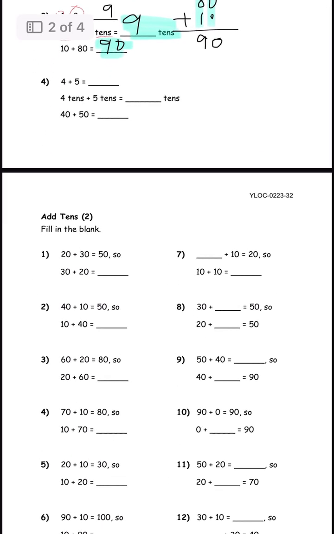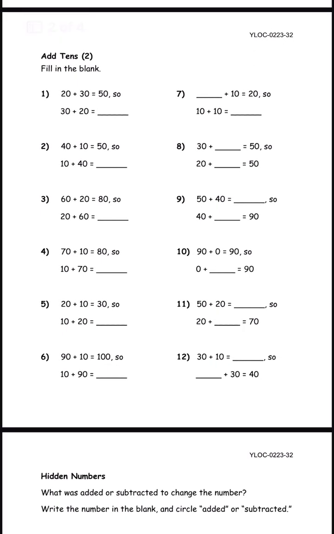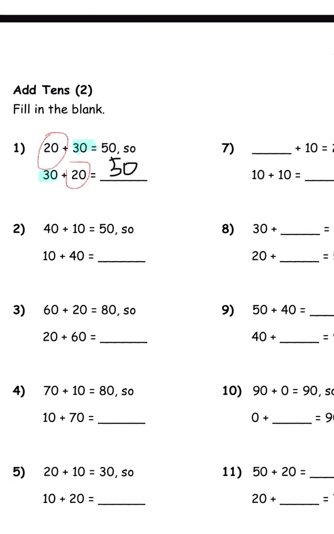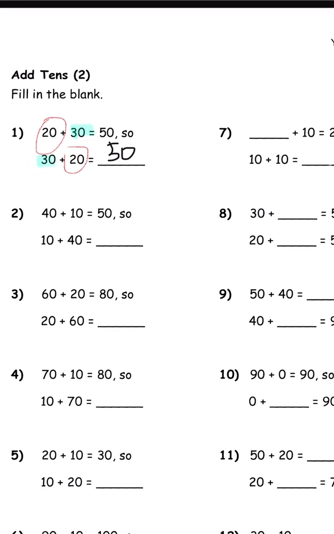Okay, let's move on. We have add tens, number 2. So fill in the blank. So number 1, we have 20 plus 30 equals 50. So 30 plus 20, you can see that it switched orders, right? 20 is over here. So would the answer be different or the same? It would be the same, right? When you add two numbers, the order does not matter.